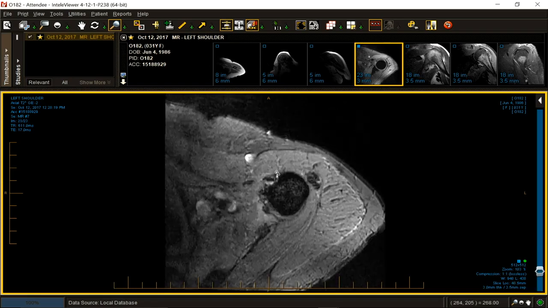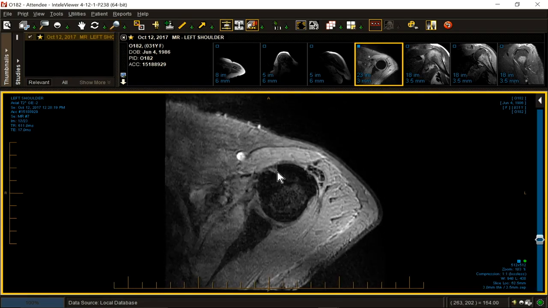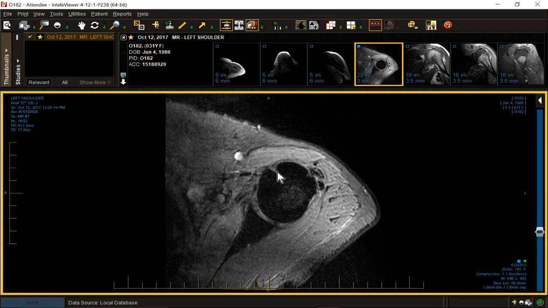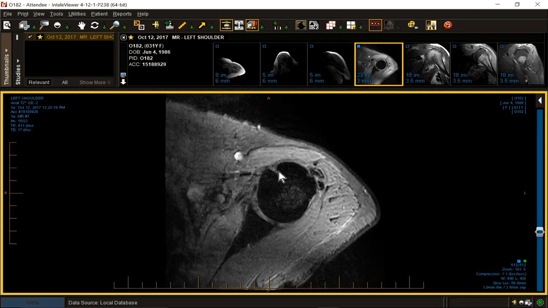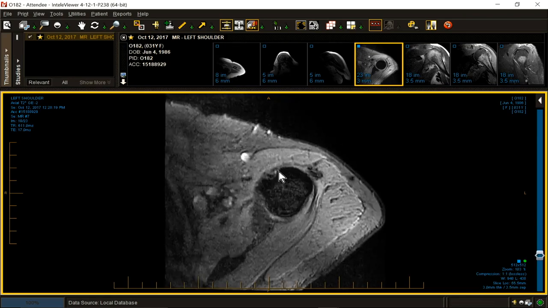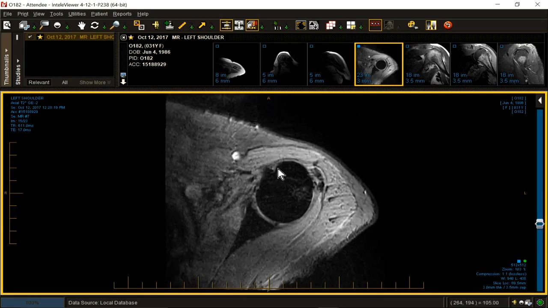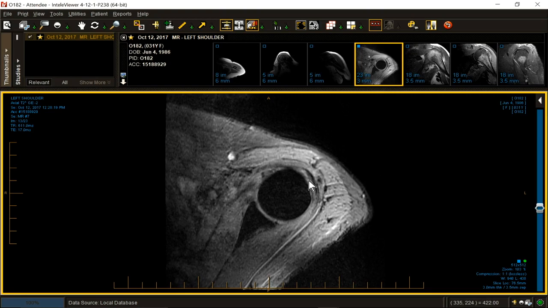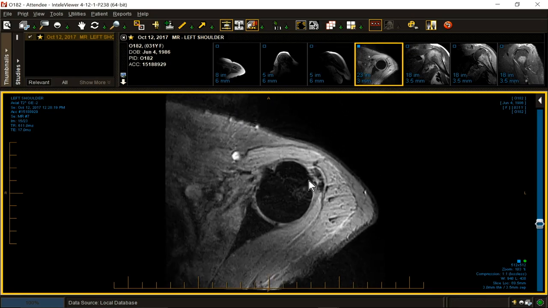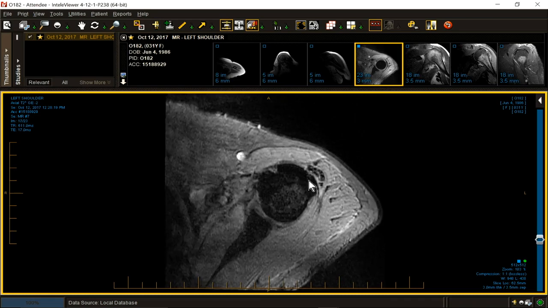I have a not very attractive axial gradient echo. It came off of a GE scanner. It's a 3 millimeter cut. The patient is large. The field of view is modest. There are multiple hypointensities. Again, multiple hypointensities around the rotator cuff. This time, they're not gray. They're black.